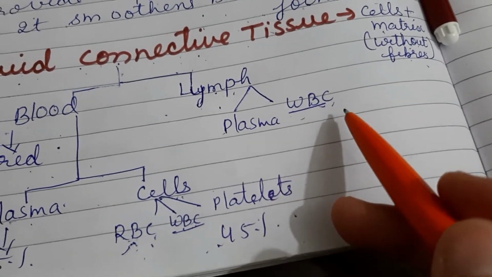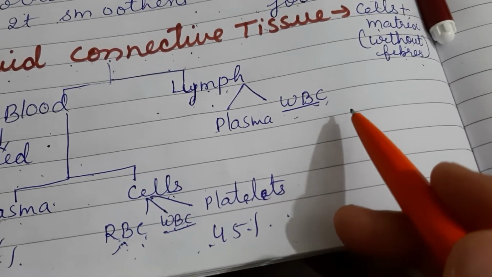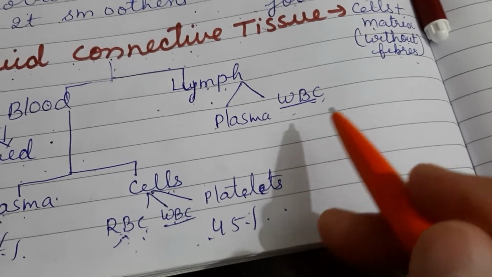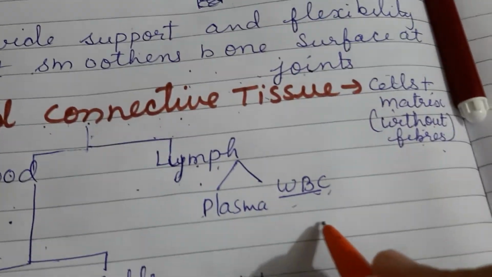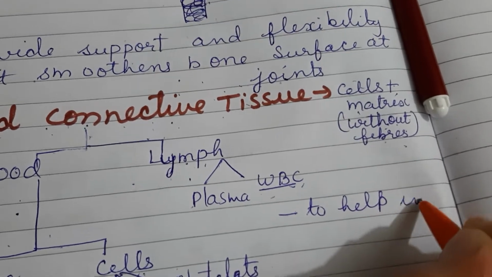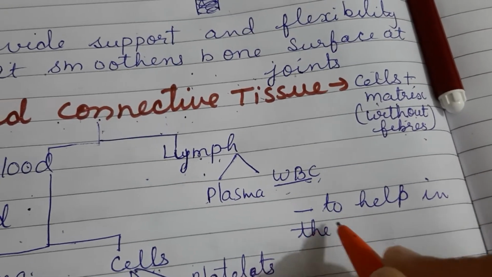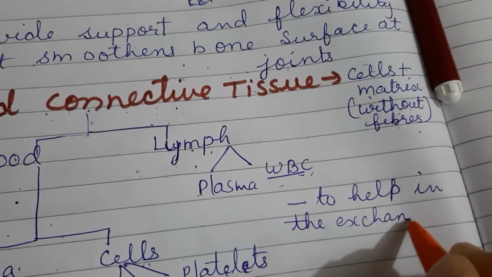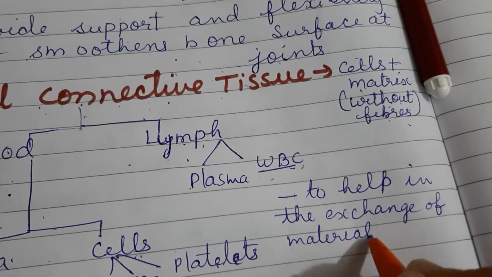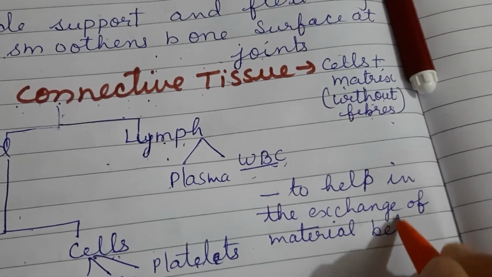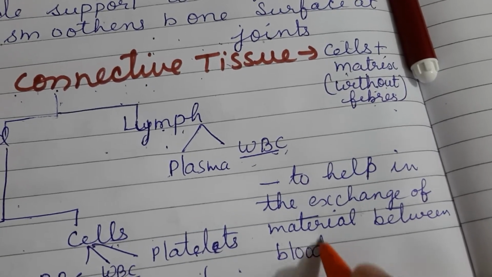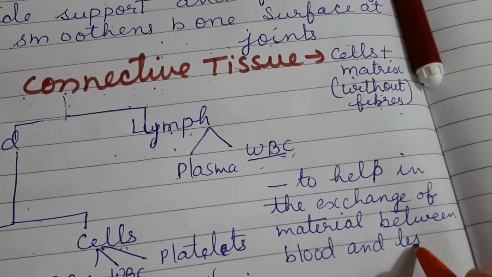Now what is the function? It mainly helps in the exchange of material between body fluid, that is tissue fluid, and the blood. So its main function is to help in the exchange of material between blood and tissue fluid.